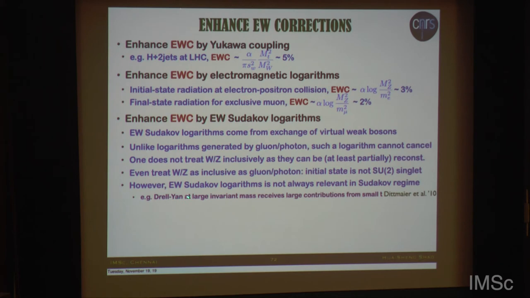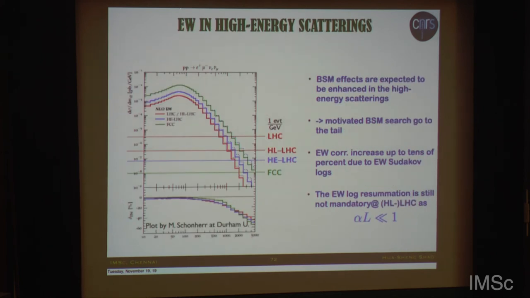However, the electroweak Sudakov log is not the only thing at play. I mean, it's not always relevant only in the Sudakov region. There are some other special cases in phase space corners, like in Dittmaier's paper in 2010. For example, a Z+jet process at large invariant mass will receive large contributions from small t. In fact, they also give some big log enhancement.